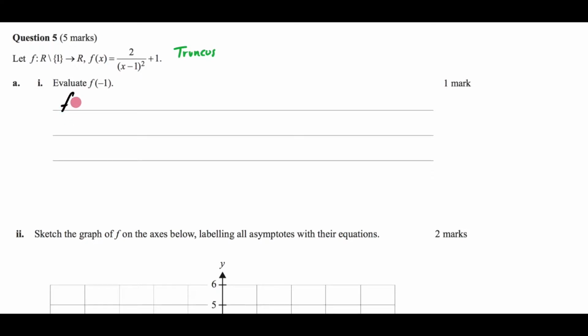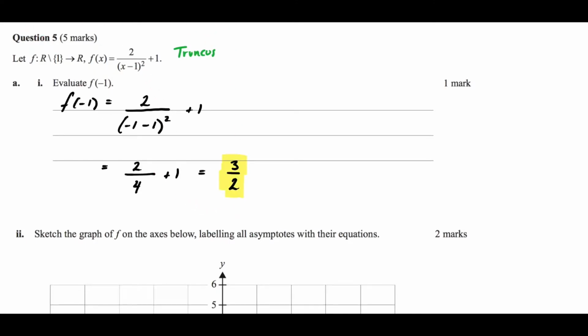So I'm going to take my function and simply put -1 into it, which means I'm going to get 2 over (-1 minus 1) squared plus 1, which means that is going to be equal to 2 over, -1 minus 1 is -2, squared is 4, plus 1. This is obviously just going to be a half plus 1, which is 3 over 2. Perfect. That is how you would do the first one.